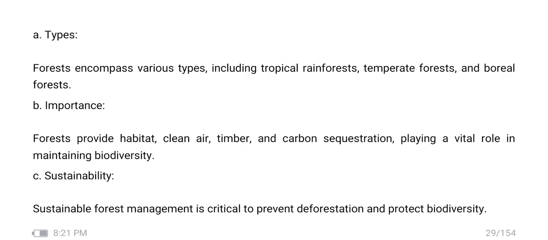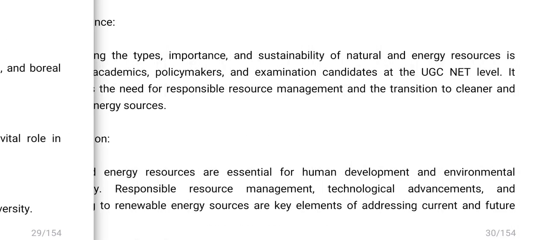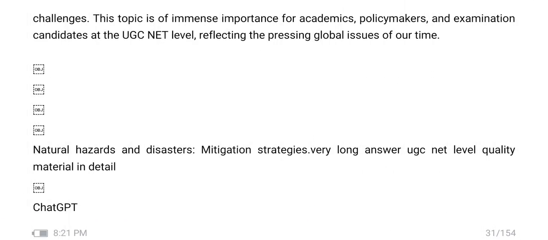Forests. Forests encompass various types including tropical rainforest, temperate rainforest, and boreal forest. Forests provide habitat, clean air, timber, and carbon sequestration, playing a vital role in maintaining biodiversity. Then sustainability. Sustainable forest management is critical to prevent deforestation and protect biodiversity. Then natural hazards, mitigation strategies.